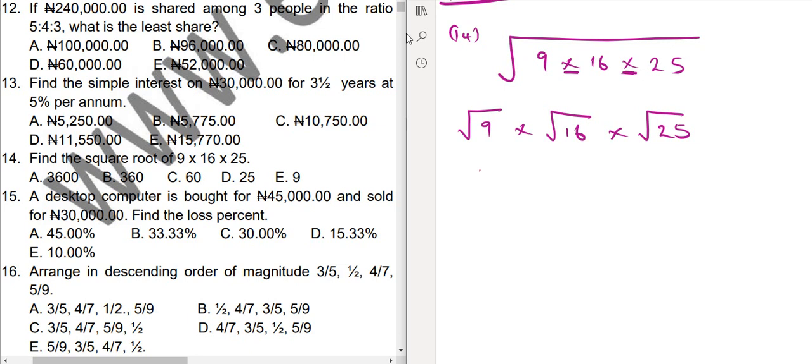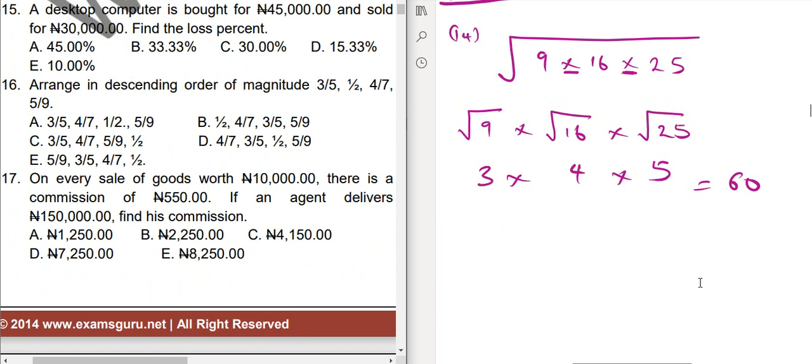The square root of 9 is what? 3. Square root of 16, 4, times square root of 25 is 5. So that gives us 20 times 3, 60. Okay, so option C.